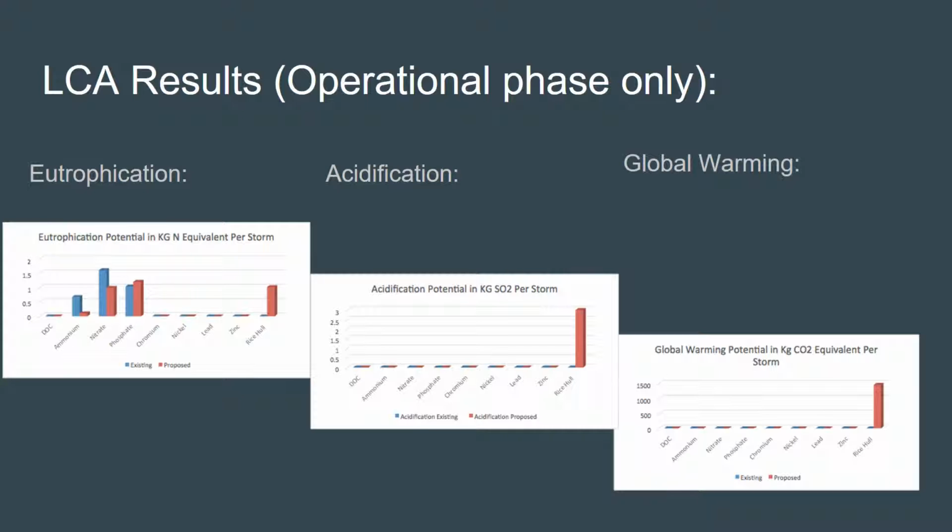As you can see in our eutrophication graph, our numbers decreased greatly for our pollutants. However, the charcoal did add a large amount of eutrophication itself. The total amount of eutrophication for the existing is about 3.3 and the proposed is about 3, so it does still go down. However, the acidification and global warming were non-existent before we added our rice hull biochar, and now they do exist due to this charcoal that we've added to our LCA.